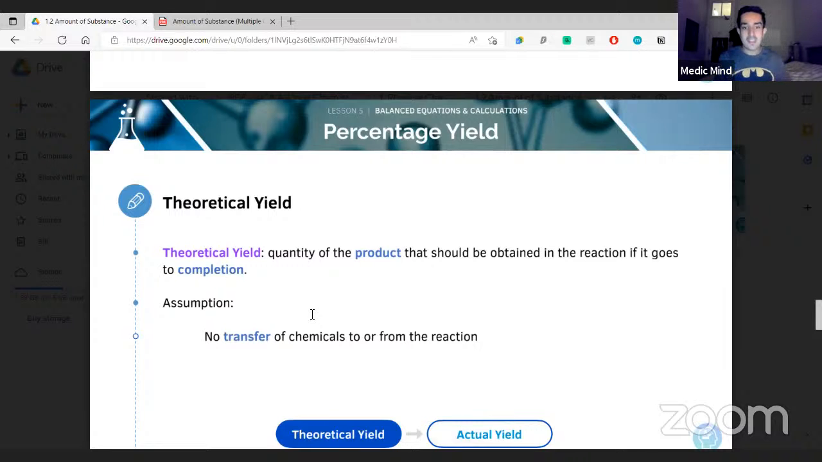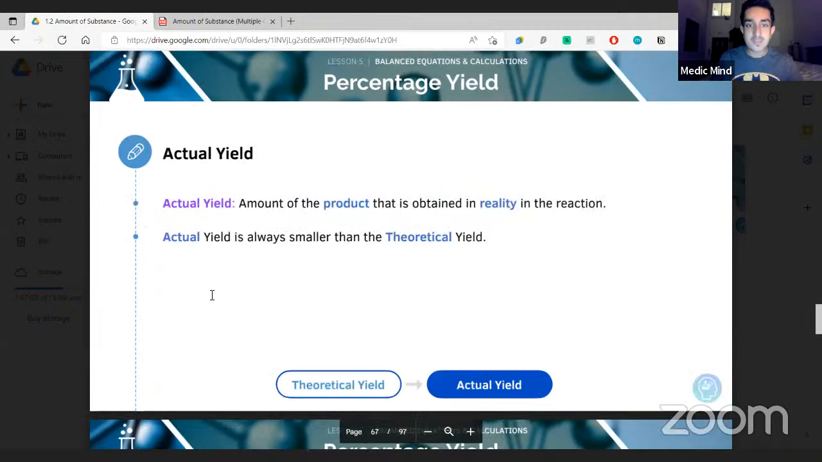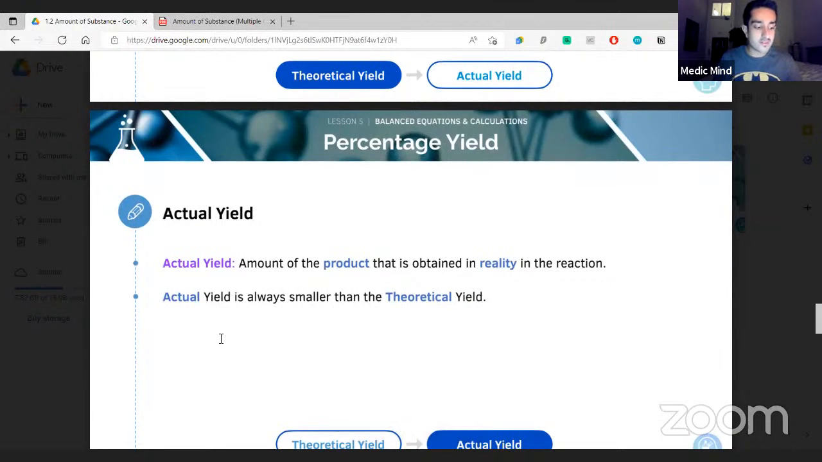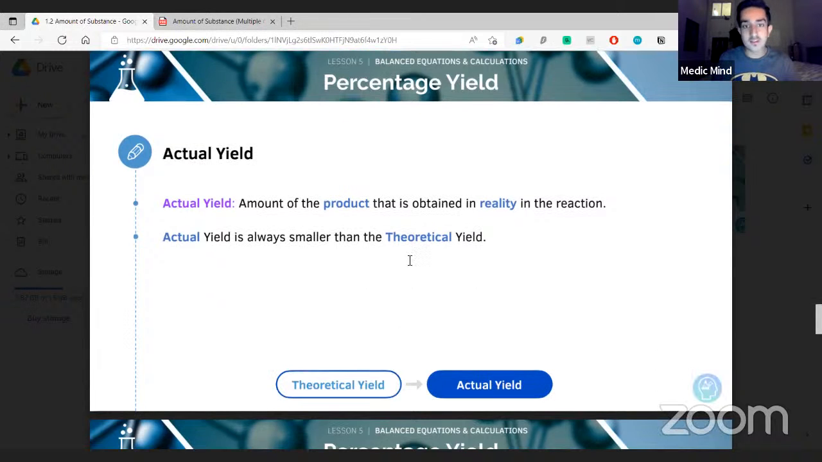The theoretical yield is the quantity of a product that should be obtained in a reaction if the reaction goes to completion. We're assuming that this is a closed system, so there's no transfer of chemicals to or from the reaction. The actual yield is the amount of product that is obtained in reality in the reaction, and there's always going to be some form of waste. This is always going to be smaller than your theoretical yield.